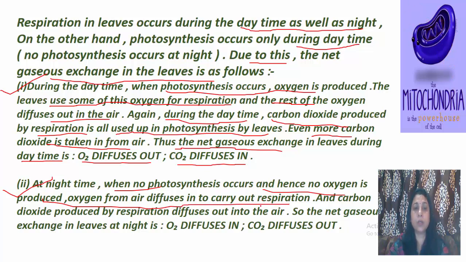Now at night photosynthesis is not taking place, so oxygen for respiration is not available by the process of photosynthesis. So what happens? Oxygen from the outside atmosphere diffuses in to carry out respiration, and whatever carbon dioxide is produced by respiration diffuses out into the air. If it were day, this carbon dioxide would be used in photosynthesis, but because it is night, photosynthesis is not taking place, so oxygen comes in from the atmosphere and carbon dioxide goes out into the atmosphere. So the net gaseous exchange in leaves at night is oxygen diffuses in, carbon dioxide diffuses out.